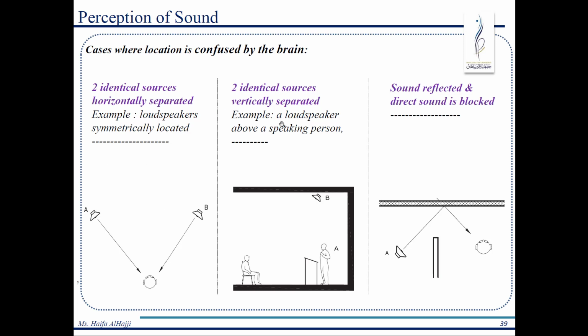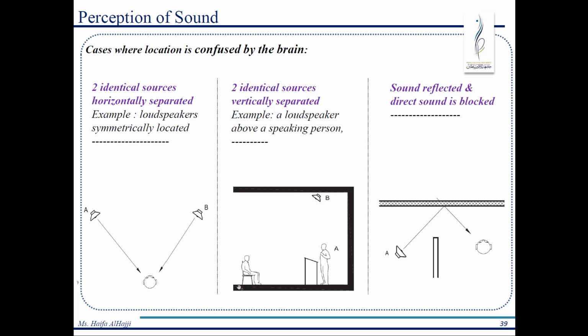Now let's have a look at the second example. 2 identical sources vertically separated. As I can see in here, this person is sitting, and I have a person talking here, and I have speakers of his sound, but at a louder volume here. Now the thing is, when I look at the sound coming from this person and right above him, my ears again won't detect any difference. It's going to detect only the right and left.